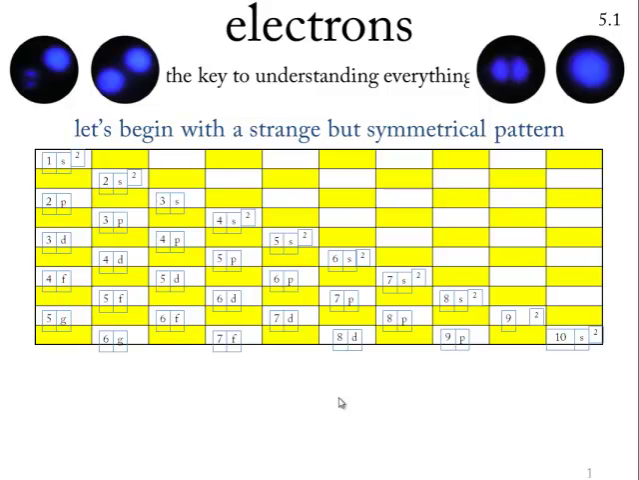So let's take this entire diagonal and make it 2. This entire diagonal, write a superscript that is 6, 10, 14, 18. Notice that it goes up by 4 each time.